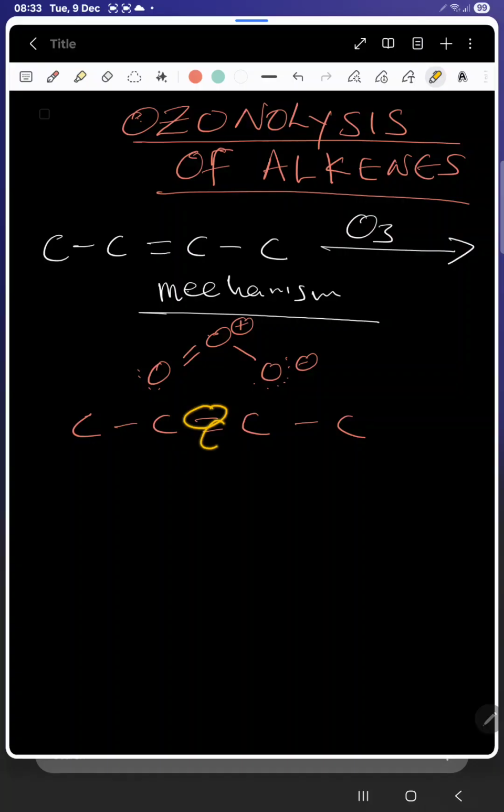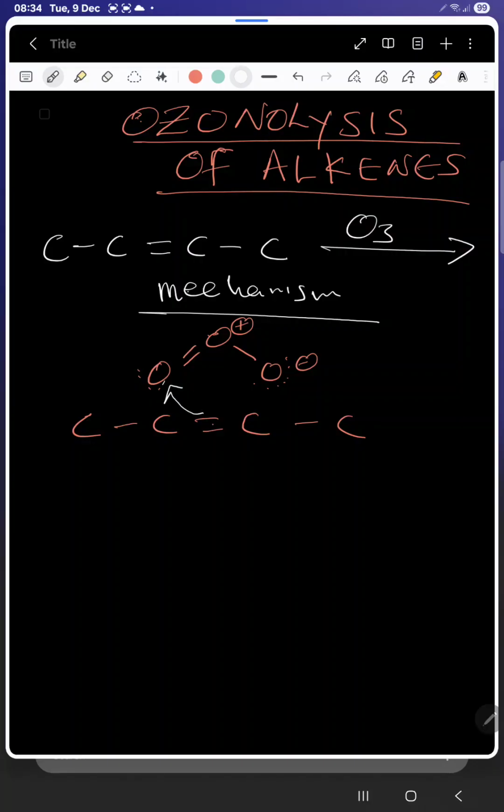Pi bonds are very easy to be broken. Because we have an excess of electrons here, these can act as a potential nucleophile, attacking what? Attacking the ozone. So they can attack the ozone on this oxygen there. So once they do that, these electrons here attack this ozone, on the oxygen.